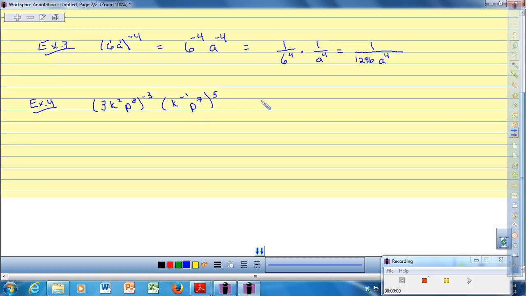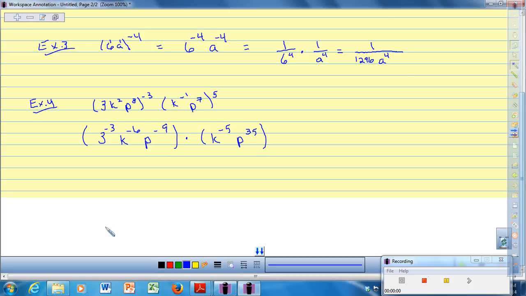All right, so we want to do these two separately. And let's do the first factor. To do this, we get 3 to what power? 3 to the negative 3. Then what? k to the negative 6. p to the negative 9. So there's our first one. Times k to the negative 5. p to the 35. Very good.